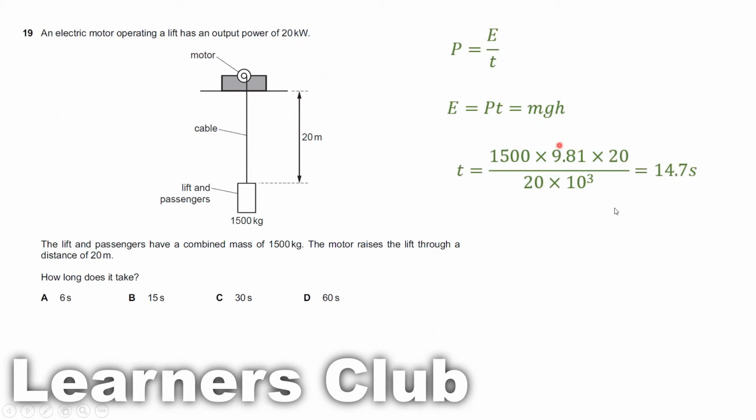Kilo is a prefix for 10 to the power 3, so 20 times 10 to the power 3. When you calculate it, you'll get 14.7, which is very close to 15 seconds. Therefore, the option for this question is B.